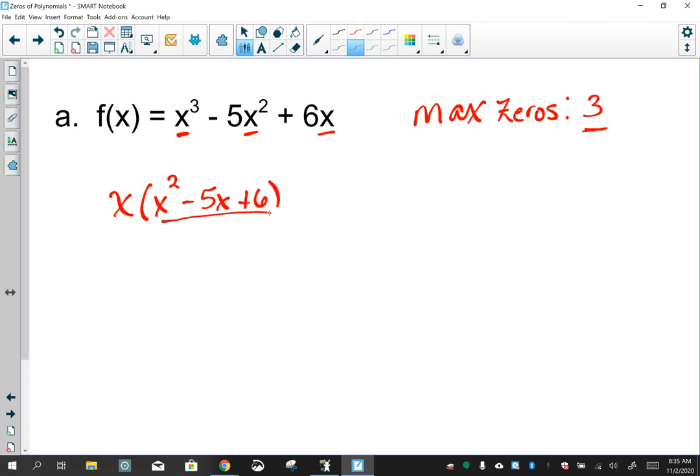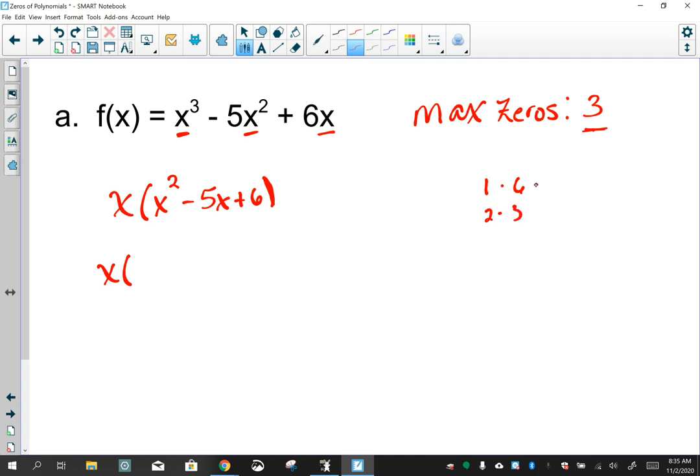Now this piece here, we can factor. That's something you should be able to factor on this one. Let's set this equal to 0 and figure out what our actual zeros are. Nothing I can do with that x, so that x is just going to sit here. I've got x squared minus 5x plus 6. I need factors of 6 that add to give me a negative 5. My factors of 6 are 1 and 6, and 2 and 3.